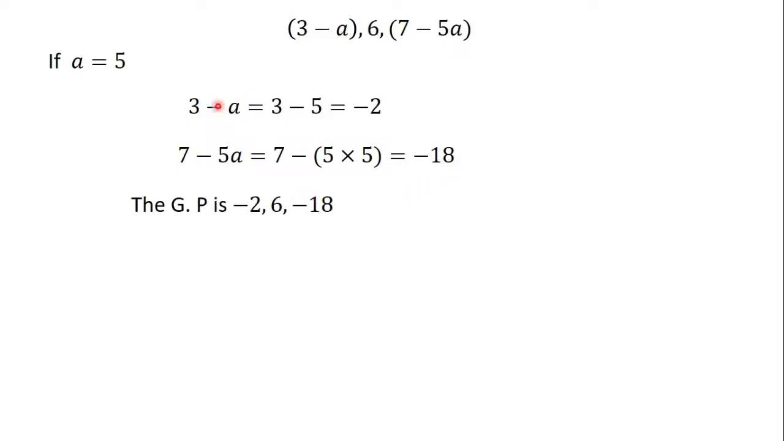So it means that if a is equal to 5, then the GP, the geometric progression, is minus 2, because the first term, which is 3 minus a, will give us minus 2. Minus 2, 6, and the last term is minus 18. If the GP is minus 2, 6, minus 18, then the common ratio will be equal to the second term, which is 6, divided by the first term, which is minus 2. So we have 6 divided by minus 2, and this will give us minus 3. So this is when a is equal to 5.